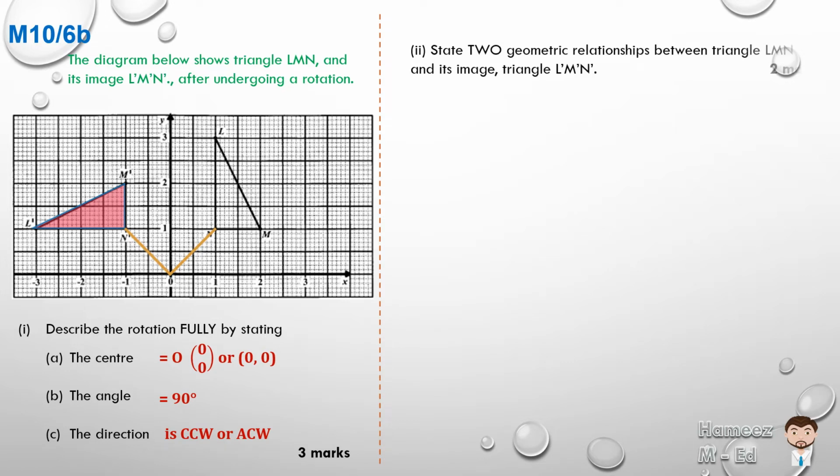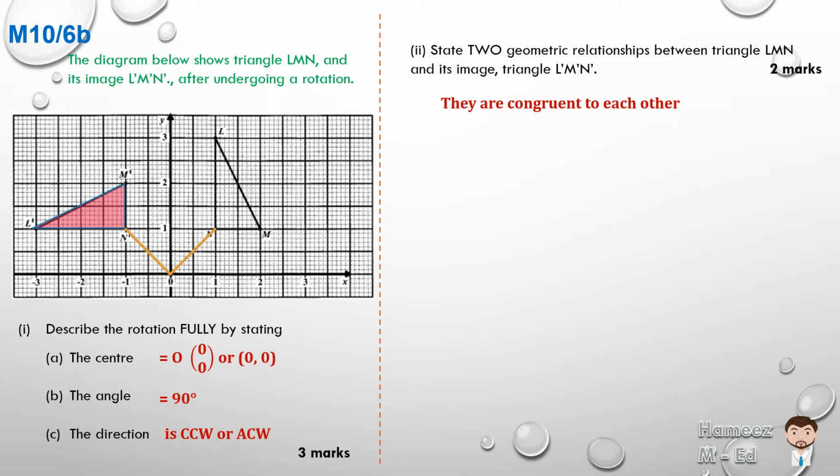Part 2. State two geometric relationships between triangle LMN and its image triangle L prime, M prime, N prime. So if we look at the two shapes, the object and its image, they both have the same side lengths and the same angles. So we can say they are congruent to each other.